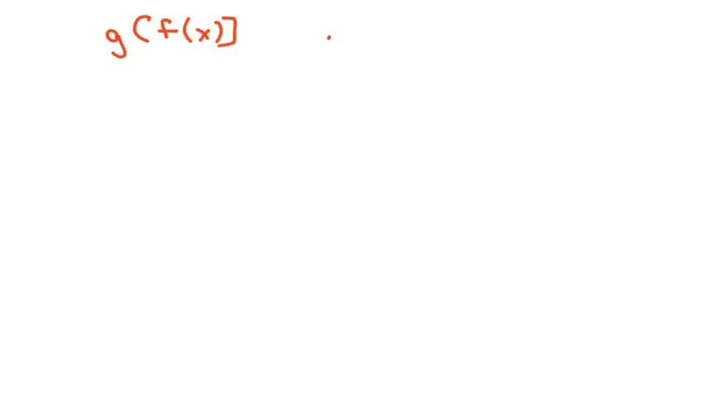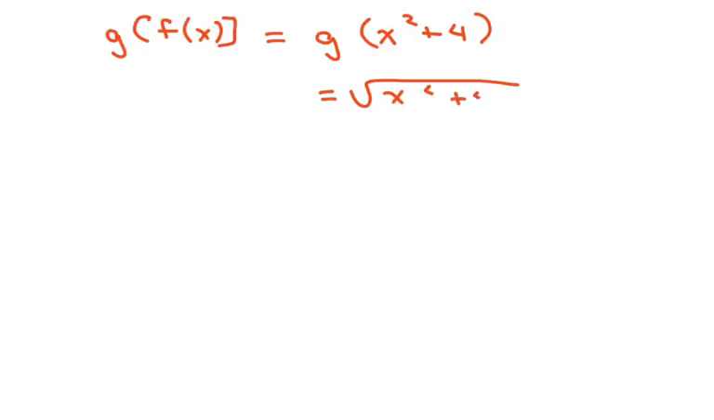And so therefore our inner function is x squared plus 4. And remember, for our inner function here, the domain is all real numbers, so that's going to make it easier on us. When we input this into our g, we're going to get the square root of x squared plus 4 minus 2. Now this equals the square root of x squared plus 2.